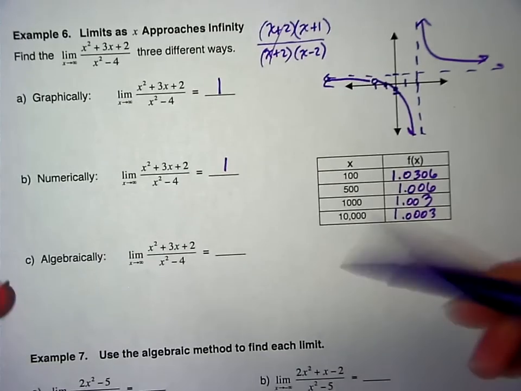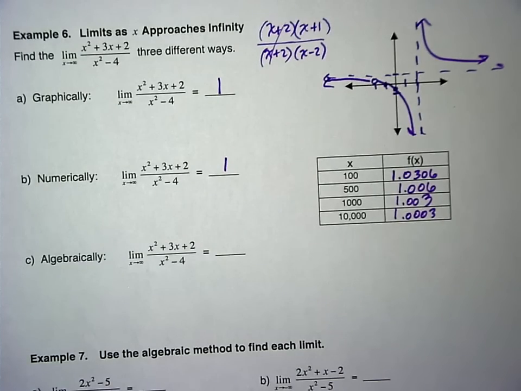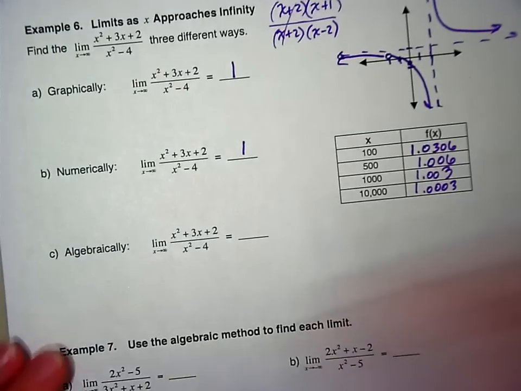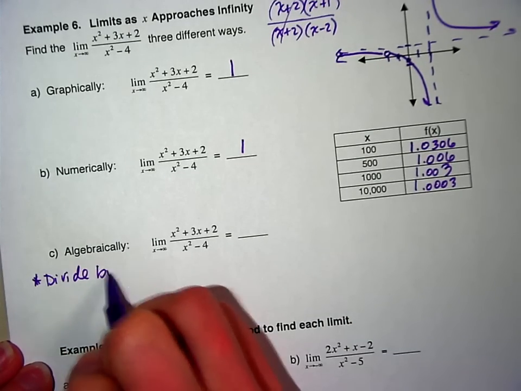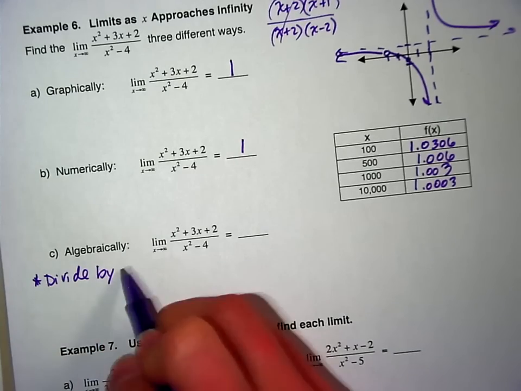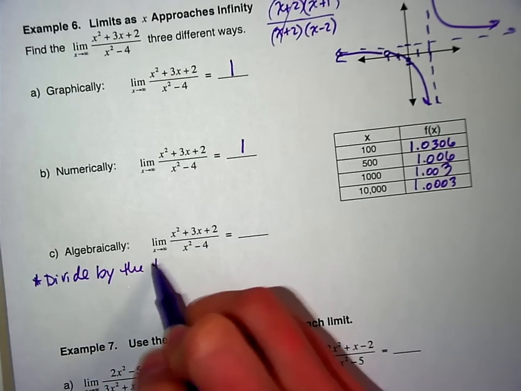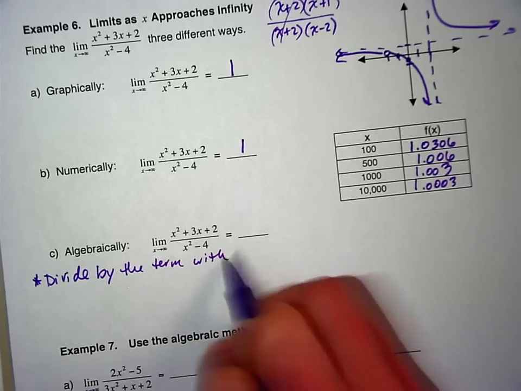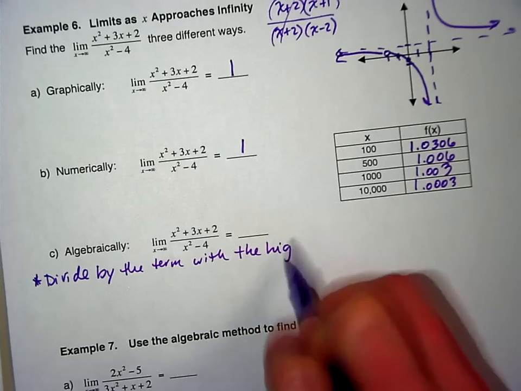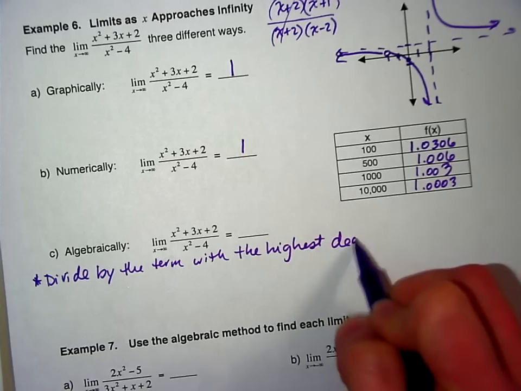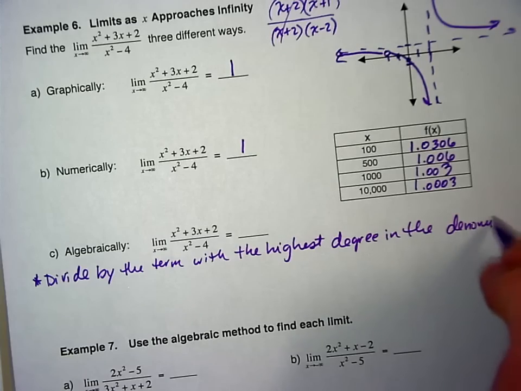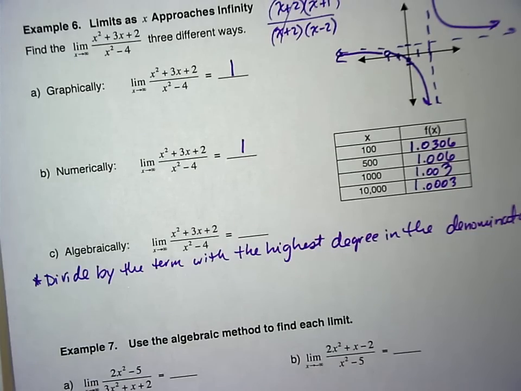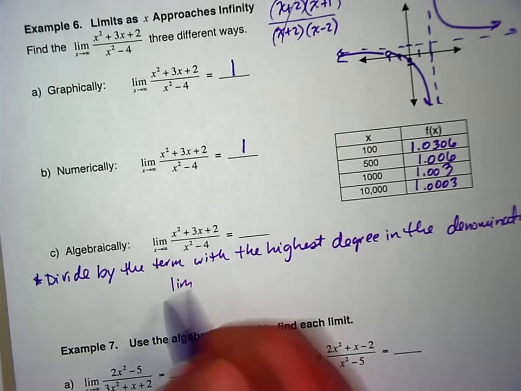Algebraically, you guys probably tried to forget this, but we actually had a trick on what to do here. What you're going to be doing is dividing by the term with the highest degree in the denominator. And when I say divide, I mean we're going to divide everything. Okay? So for this, we have the limit as x approaches infinity.